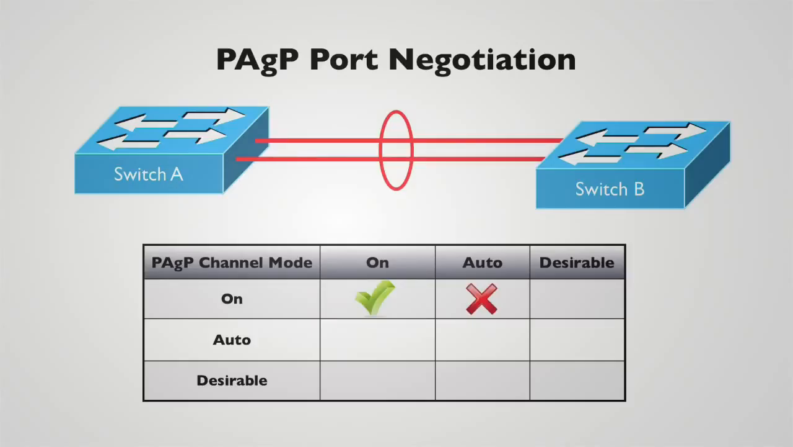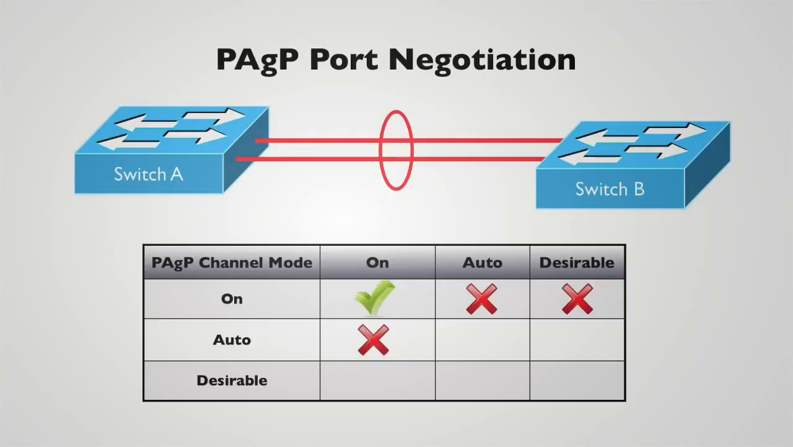What if one side is on and the other side is desirable? Here's what desirable does. Desirable is willing to become a channel if it receives a PAgP frame from the other side, and it's even willing to initiate the conversation. It will send PAgP frames asking the other side to form a channel. However, if one side is set to on and the other side is set to desirable, the desirable side will never see a PAgP frame because the on side is not going to send it, so a channel is not going to be formed. And we've already said if one side is set to auto and the other side is set to on, no, we're not going to have a channel form.